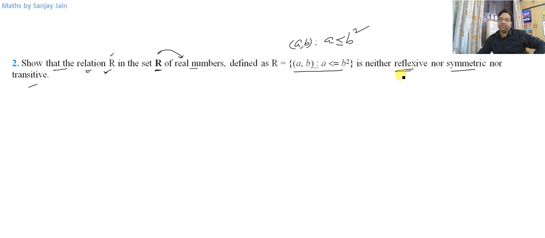So the answer is already given. You just have to give one example of each, showing that it is not reflexive, not symmetric, and not transitive. What I mean is, whenever we have to show it is not reflexive, not symmetric, or not transitive, we just have to give one example to prove that. See, this relation is defined in the set R of real numbers. If you have to show that it is reflexive, then you will have to show that every real number is present in doublets, right? This relation is defined in the set of real numbers, so I have to show that every doublet is present for every real number for it to be reflexive.